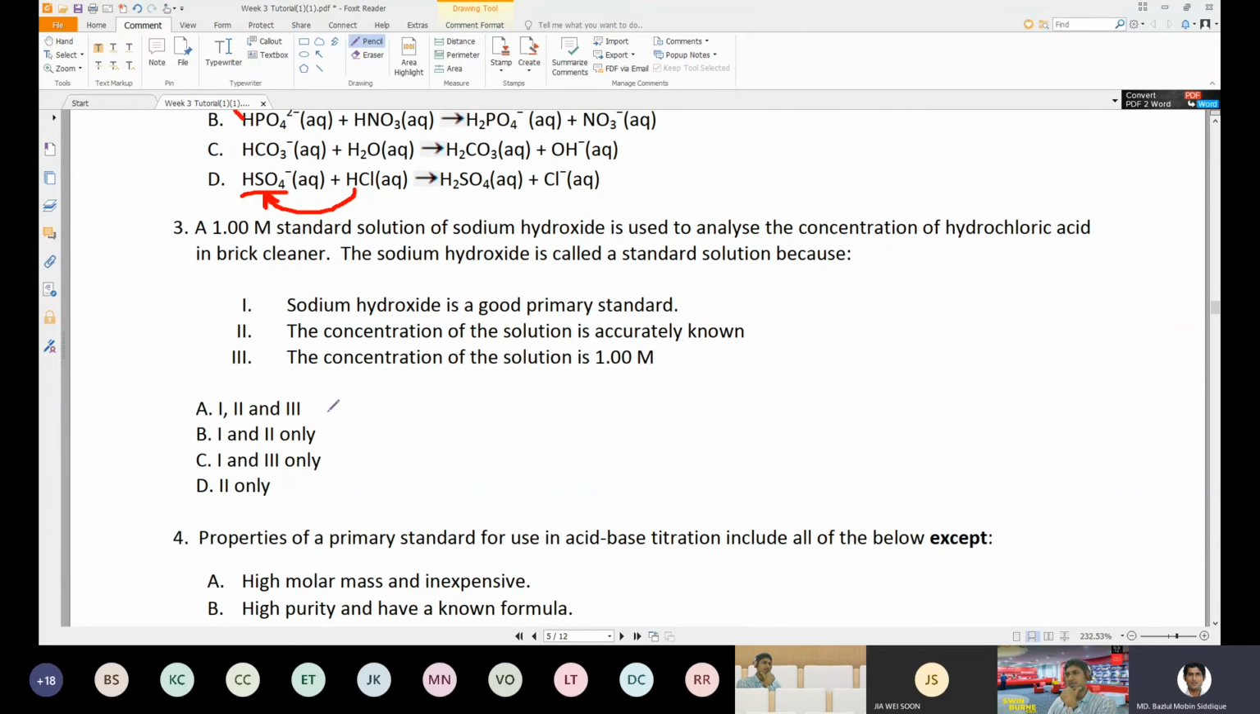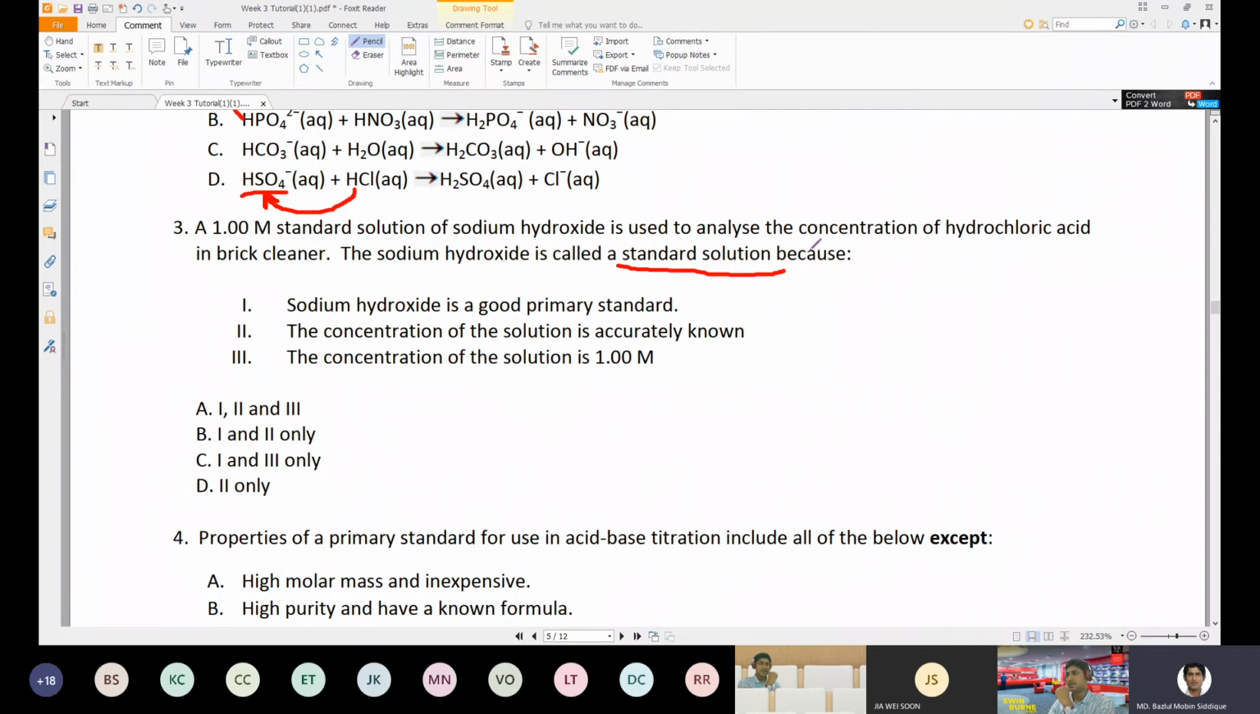Okay. Question number 3. A 1 molar standard solution of sodium hydroxide is used to analyze the concentration of hydrochloric acid in brick cleaner. The sodium hydroxide is called a standard solution. Why do we need to call it a standard solution? Note it is not called a primary standard or secondary standard. It's a standard solution because we ourselves prepared the sample. We ourselves did it, so we know exactly how much.